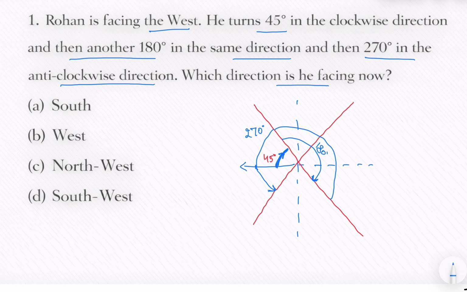Now, which direction is he facing? This was the west, east, north and south. So he is facing between the west and the south. So the direction will be southwest. So option D is the correct answer.